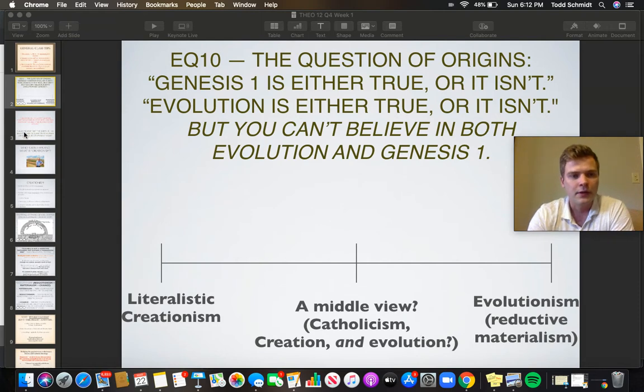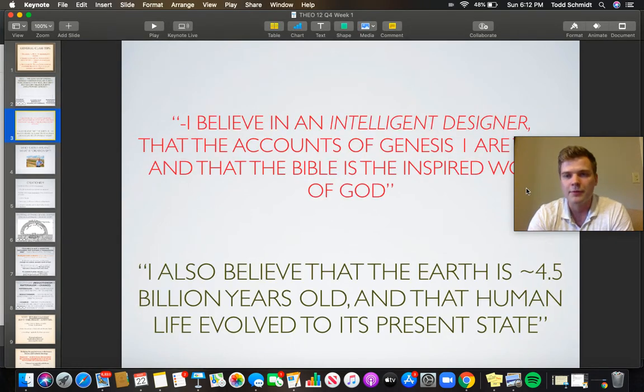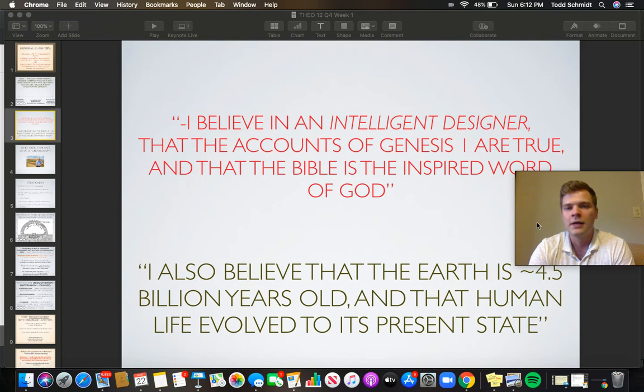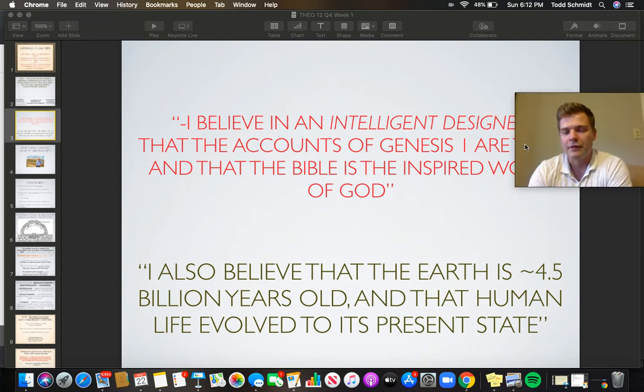We also, and this is a brief review, want to be able to say that we believe in Genesis 1, in an intelligent designer, that the Bible is the Word of God, and also believe everything that science has discovered, such as the Earth being 4.5 billion years old, and the likely truth that human life has evolved to its present state. Okay, so how do we reconcile those two statements?